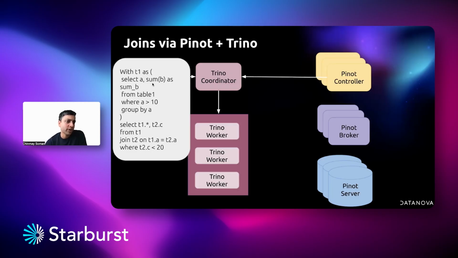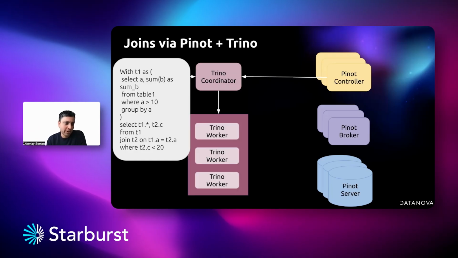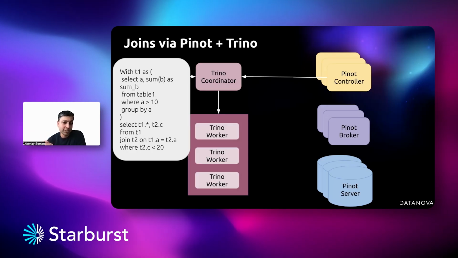The first part of the query is actually doing an aggregation query on table 1. And then in the second part, we are doing the join of the aggregated view with table 2 on certain conditions. So let's break it down. The first thing Trino will do is identify which parts of this can be pushed to the Pinot broker.